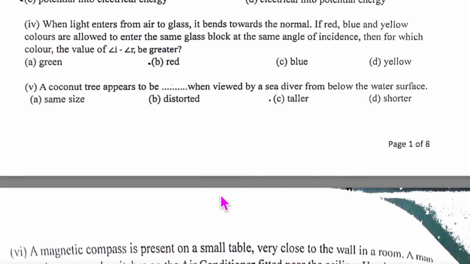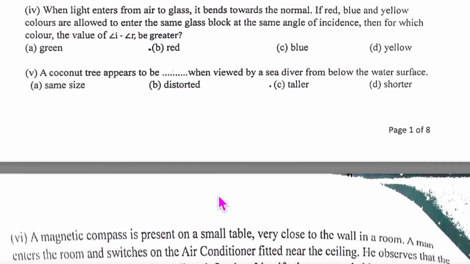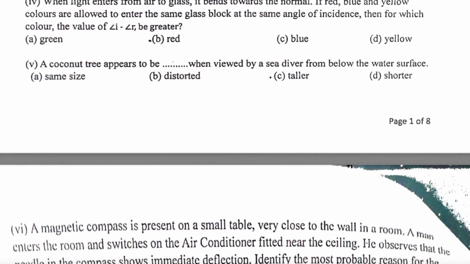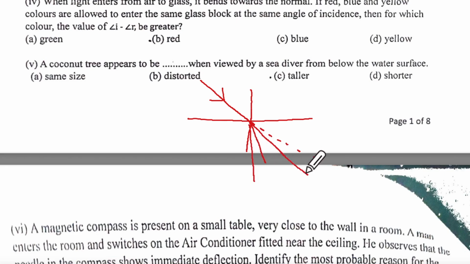Excuse me, ma'am. Ma'am, angle of incidence minus angle of refraction will be maximum for red only, na? Because red deviates the least. So deviation is the least. This is the original direction. So we had like this. Okay, so red got minimum deviated, correct? This is blue.